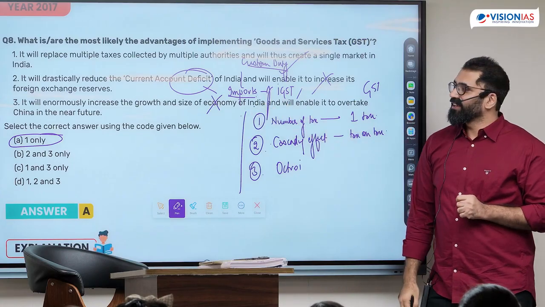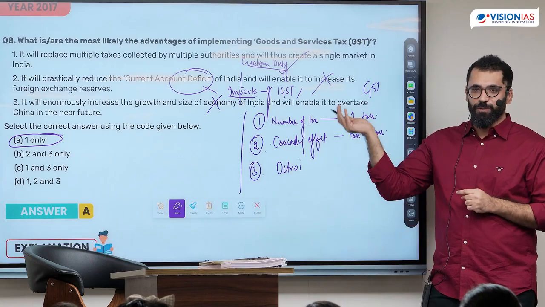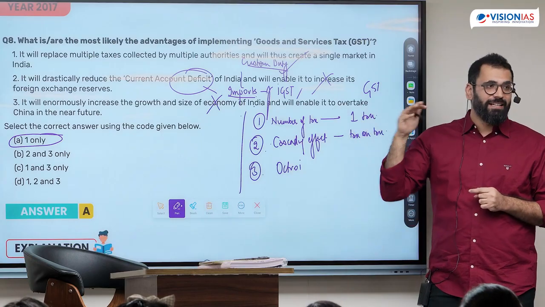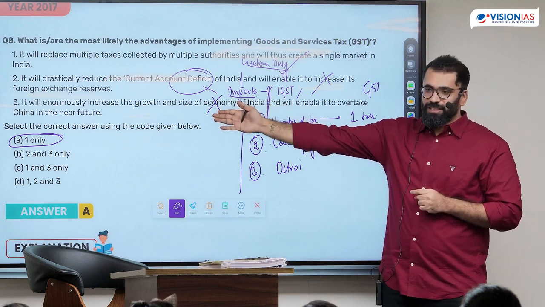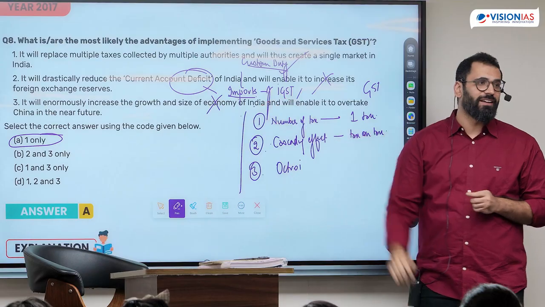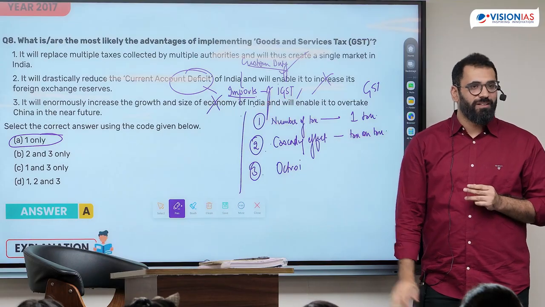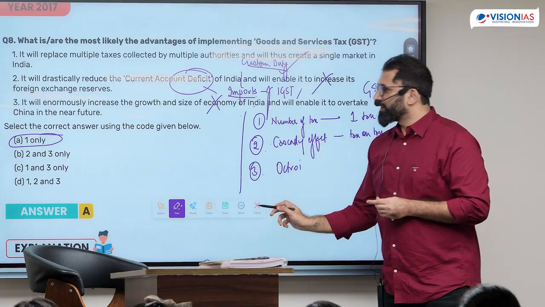It will increase the growth and size of economy. It might, because the product is cheaper for the customer, production will improve, tax compliance is easy, and the government's tax will also increase. All the three would have an impact on growth and size. But I want to make it completely incorrect. This is why I said it will overtake China in the near future. So then you know it is not correct. Answer here is one only.